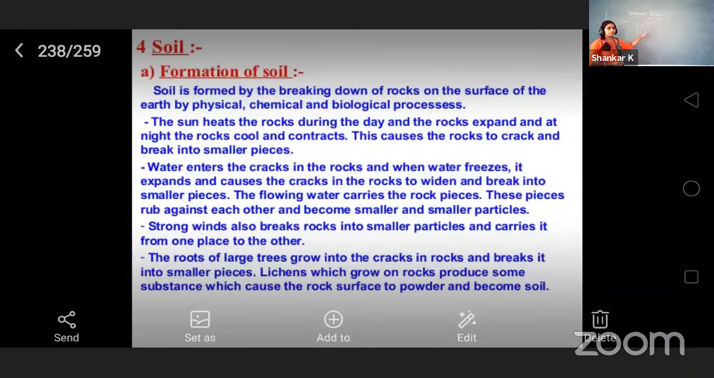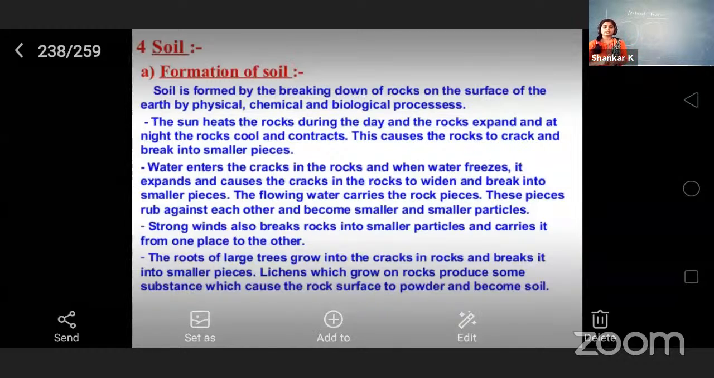The next one: water enters the cracks in the rocks, and when it is cold, the water freezes. It expands and causes the cracks in the rocks to widen and break into small pieces. This is also a cause.